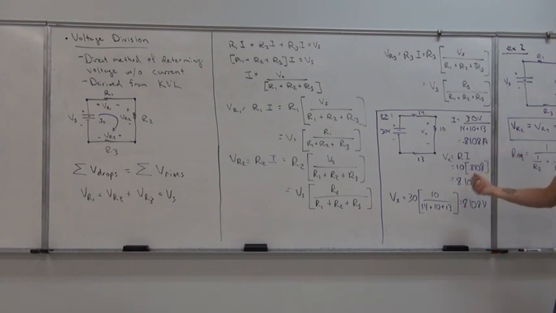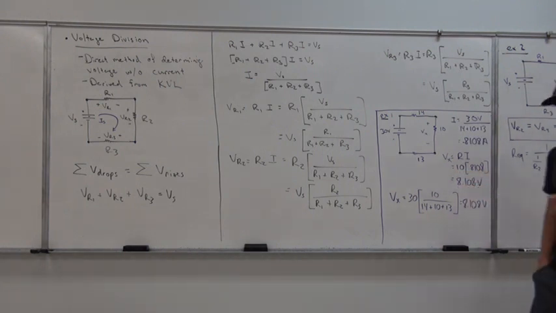To find the voltage Vx across that 10 ohm resistor, all we have to do is take that current of 0.8108 amps and multiply it by the resistance of 10 ohms. Sure enough, we get 8.108 volts.